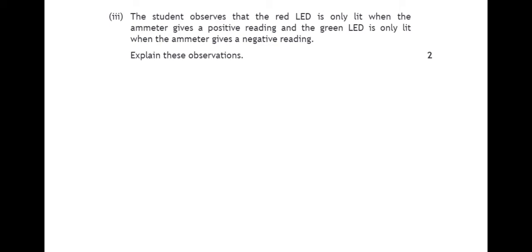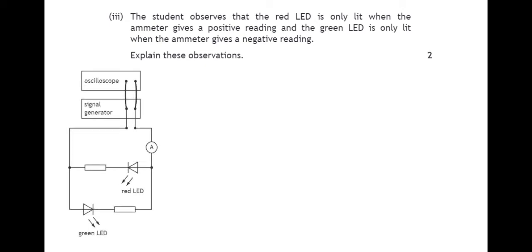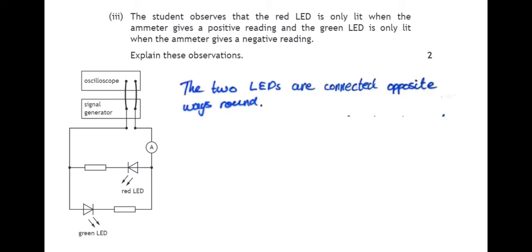Part 3. The student observes that the red LED is only lit when the ammeter gives a positive reading, and the green LED is only lit when the ammeter gives a negative reading. Explain those observations. So if we have a look at the circuit here, we'll see that the 2 LEDs are connected the opposite way round. The red LED is pointed towards the left of the screen, and the green LED is pointing to the right. Now we need to remember that LEDs, or diodes in general, are directional devices, which means they only allow current to flow through in one direction.